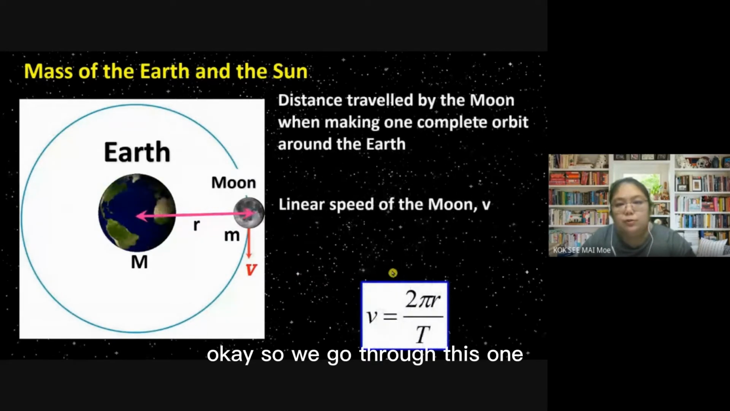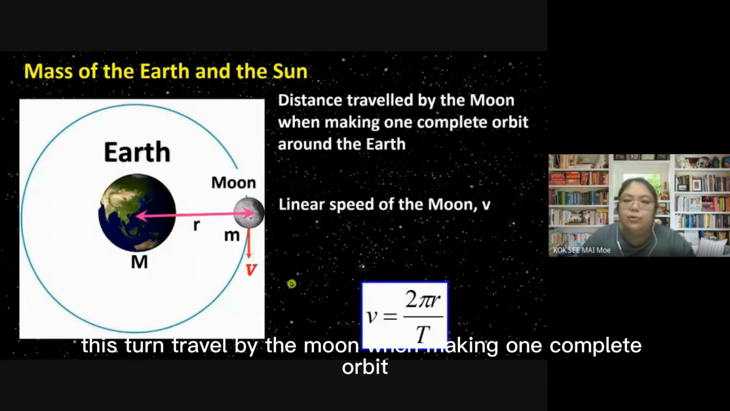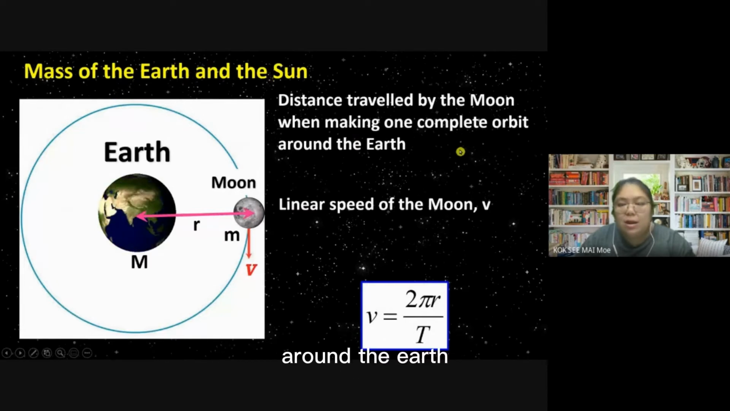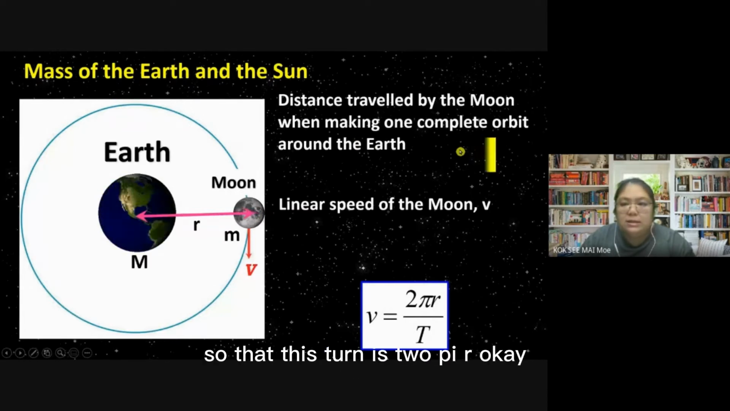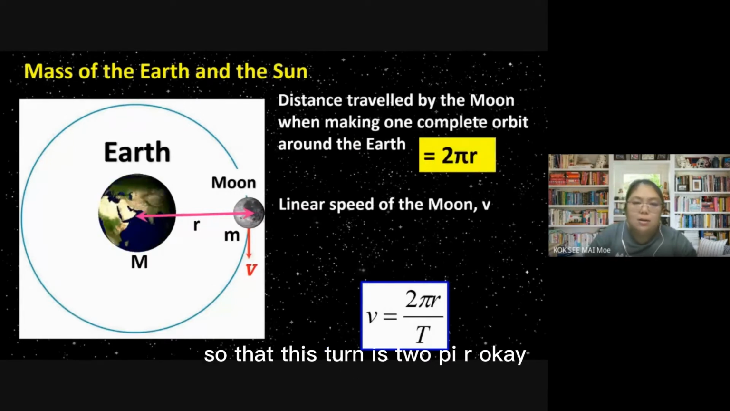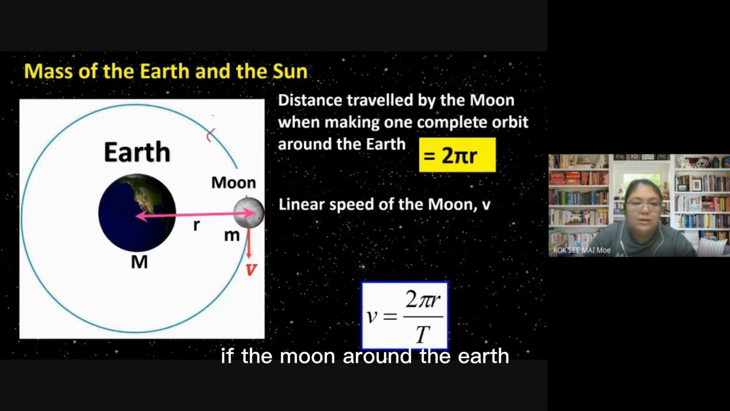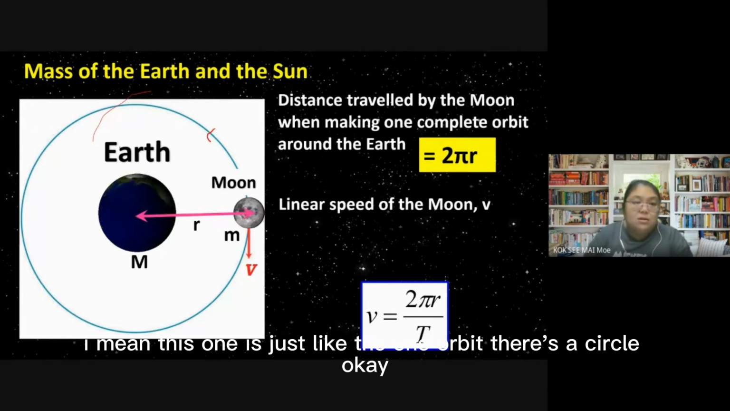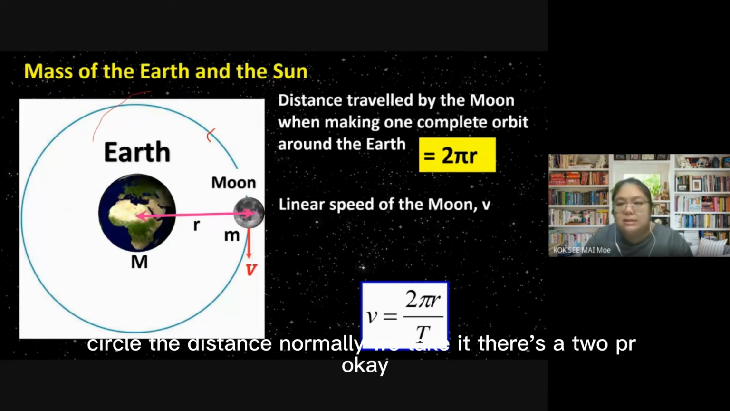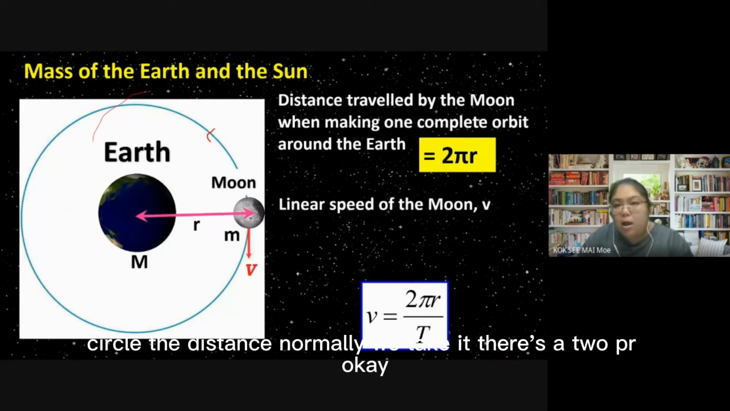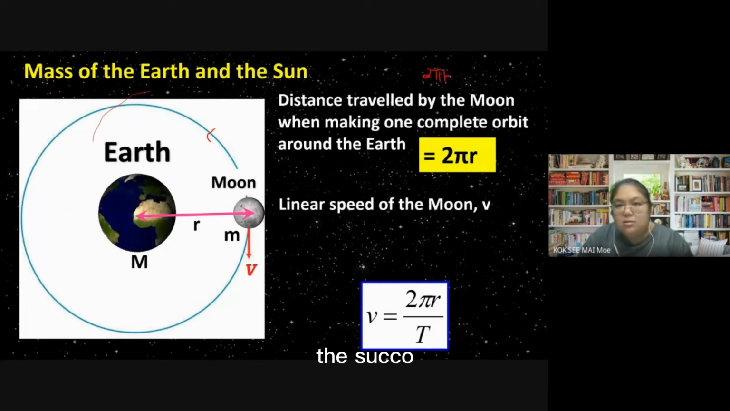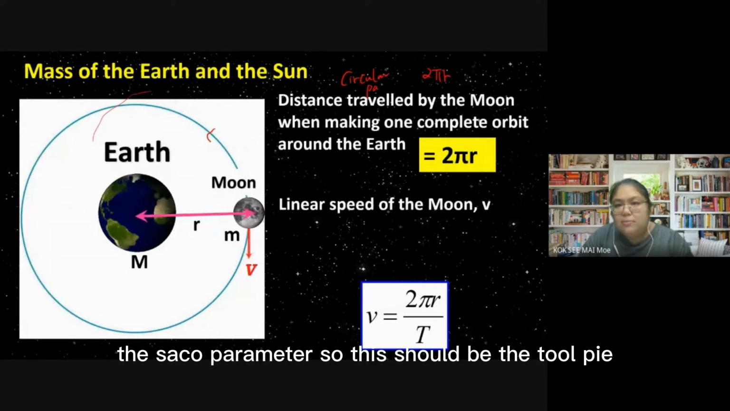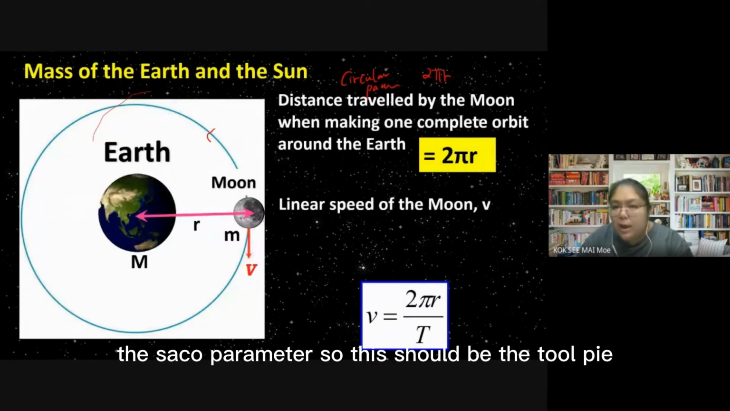So we go through this one. Distance traveled by the moon when making one complete orbit around the earth. So the distance is 2 pi r. If the moon goes around the earth, that means it is one orbit, a circle. For a circle, the distance, the circle perimeter, we normally take as 2 pi r.